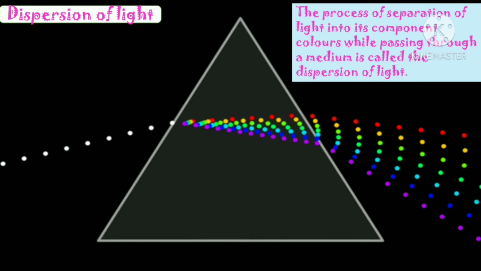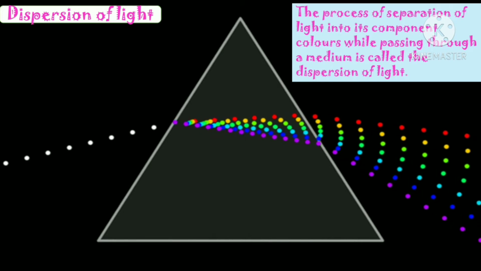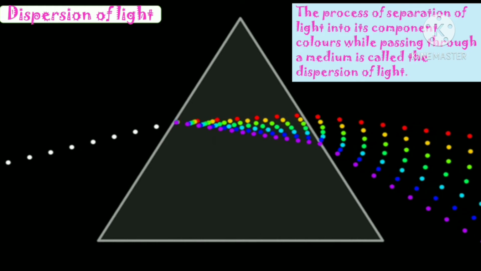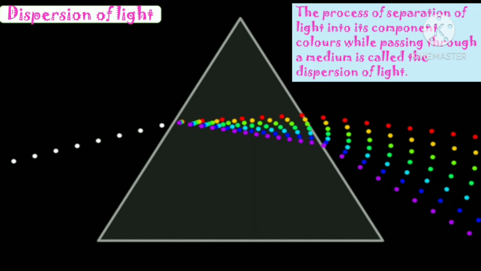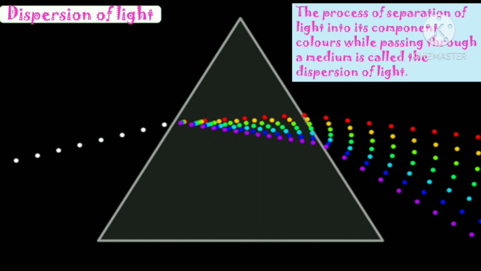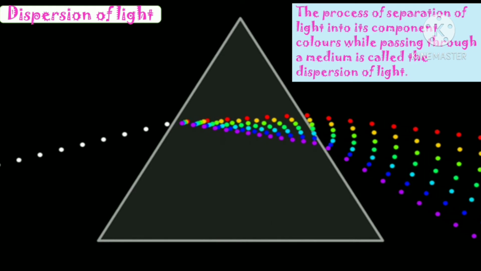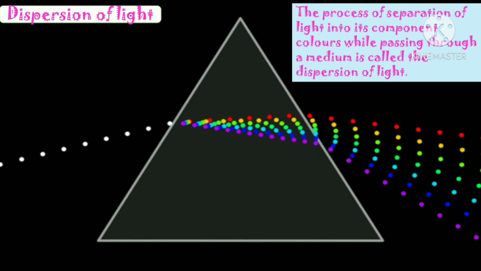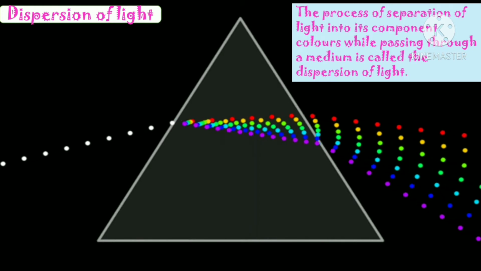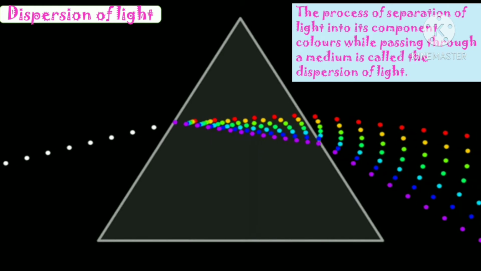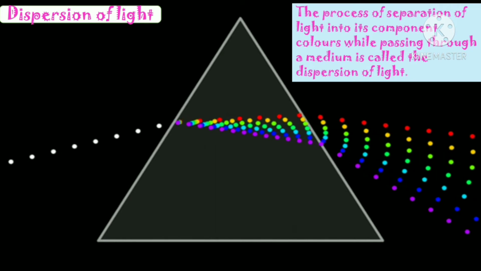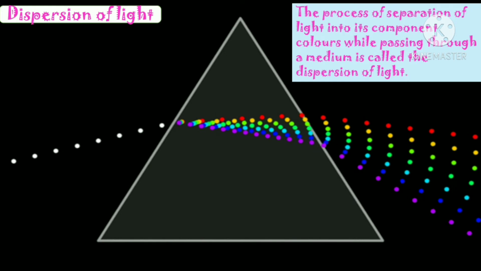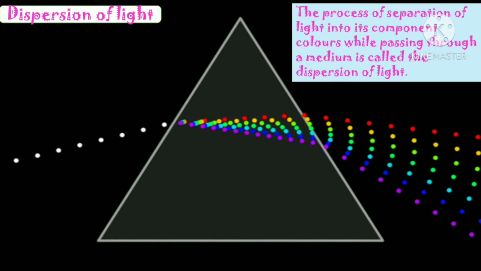Dispersion of light. Let us first define dispersion of light. The process of separation of light into its component colors while passing through a medium is called dispersion of light. Over here you will see the colors appear in the following order: violet, indigo, blue, green, yellow, orange, and red.